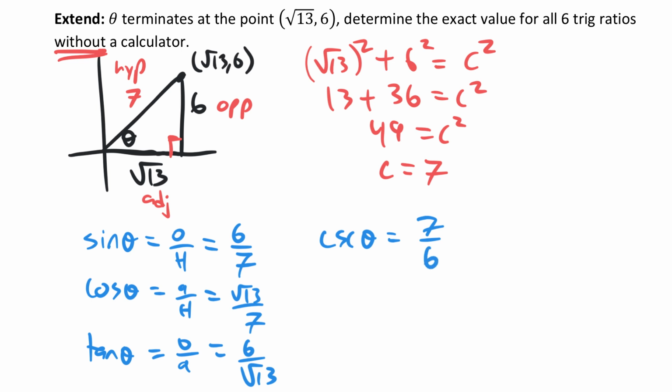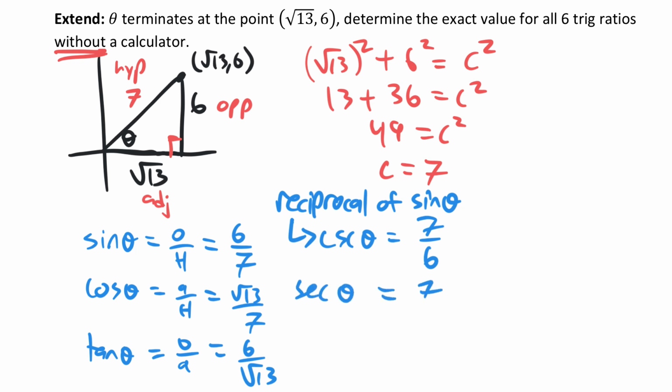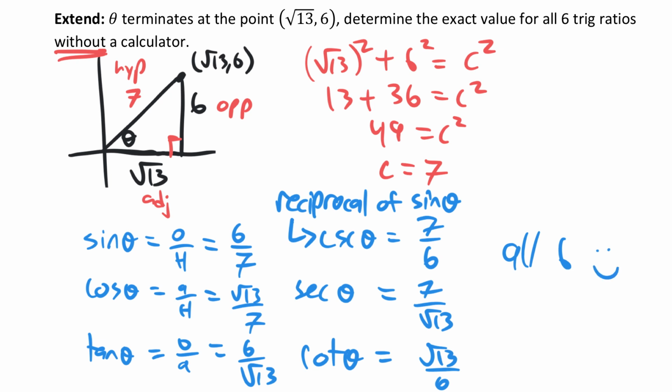I don't remember cosecant as like hypotenuse over opposite. I just remember it as the reciprocal of sine. That's how I think of cosecant. And then for secant, well, that's just going to be the reciprocal of cos. So we just flip this one, 7 over root 13. Cotan, one more flip, root 13 over 6. And boom, we've got all 6. We're done. It's awesome.